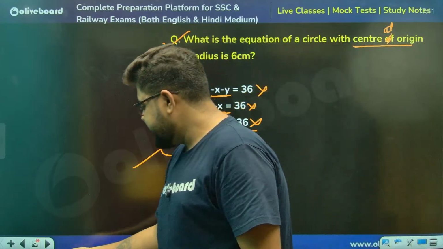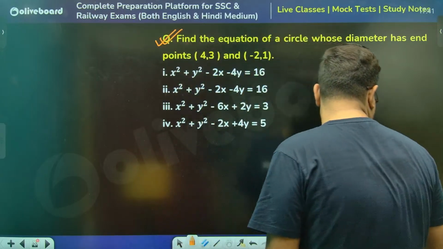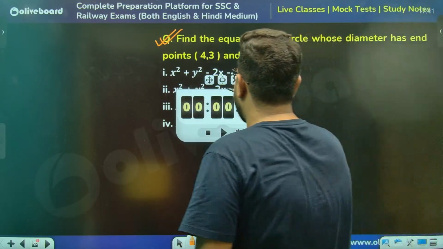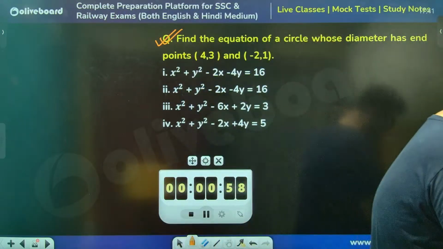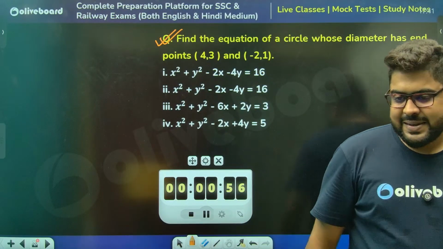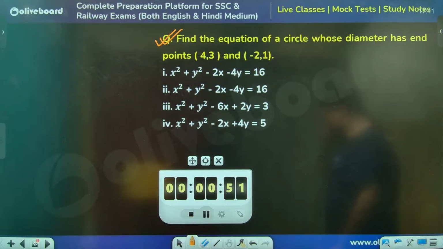Clear? Now, let's see how many of you can give me the answer to this question. I will give you a minute's time to solve this. Let's see how many of you can give me the answer.